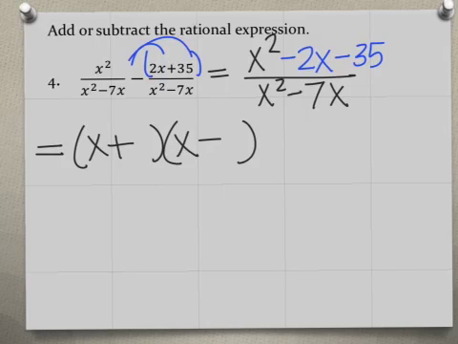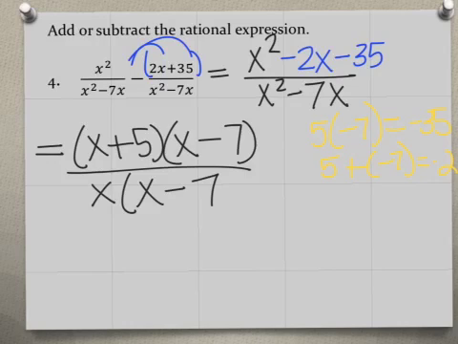Now we need two numbers that will multiply to give me negative 35 and add to give me negative 2. So those two numbers will be 7 and 5, but we're going to make sure that 7 is negative and the 5 is positive. And that works because 5 times negative 7 is negative 35, but then 5 plus negative 7 is negative 2. Now let's factor the bottom. So we factor out a GCF of x, and then we're left with x minus 7.